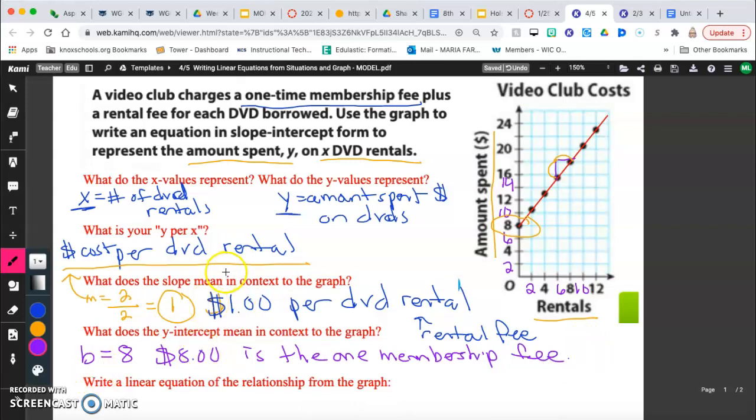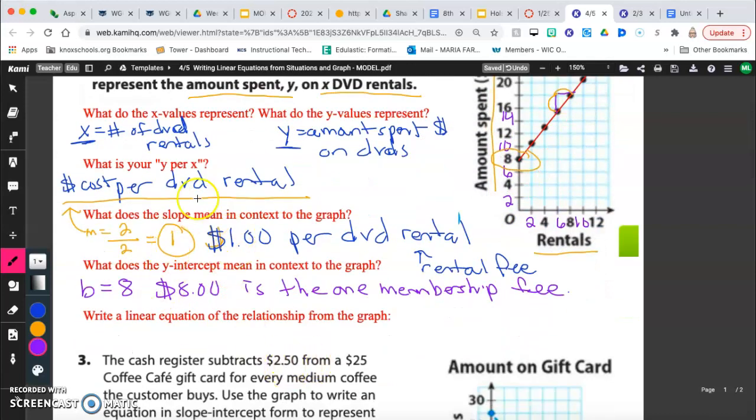All that's left to do is to make the equation. We have our slope. We have our y-intercept here. We're going to plug those into our equation, which is going to be y equals mx plus b. So our linear equation ends up being y equals 1x plus 8. Our total amount is equal to 1 times the DVD rentals plus the $8 membership fee in the beginning.